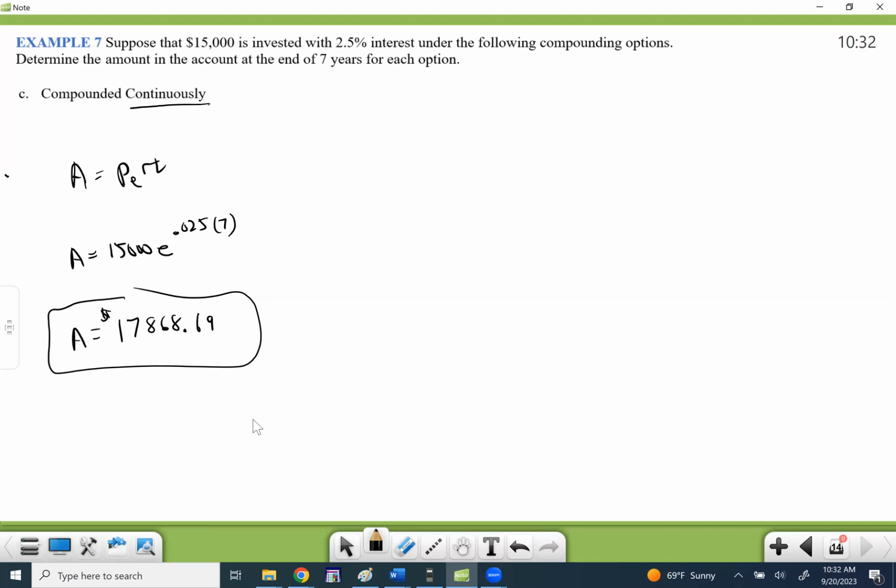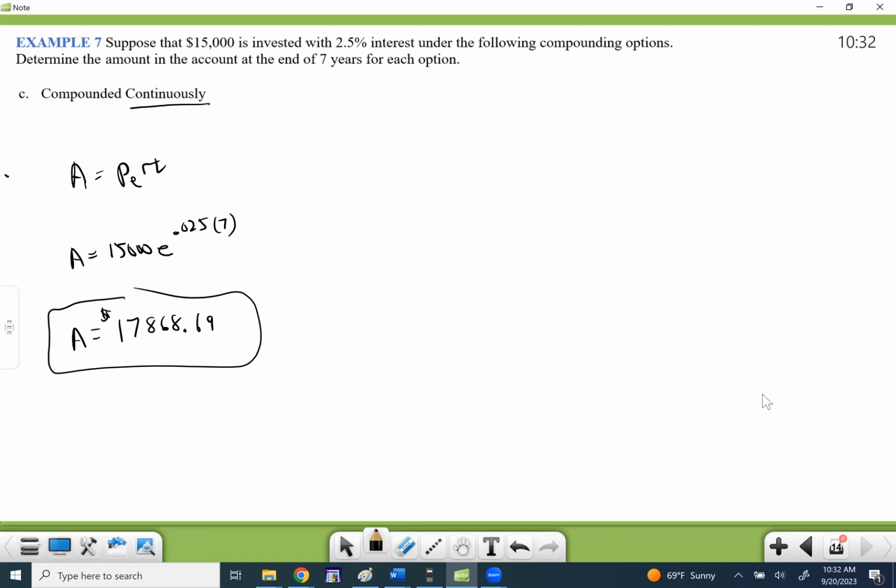So playing around with these and seeing how much extra money we're getting just depending upon how they decided to compound it is really good to understand. Because if you go into a bank or you go to buy a car or something, of course they'll tell you your APR, but you might have to ask, well, how is mine compounded? How often is it compounded? You can find out how much extra money you're going to be paying if you borrowed or how much extra money you're going to be making if you invested.